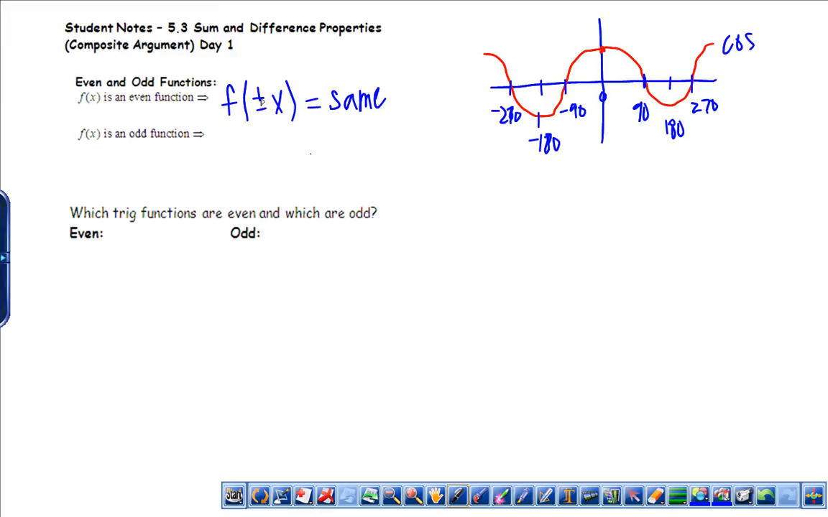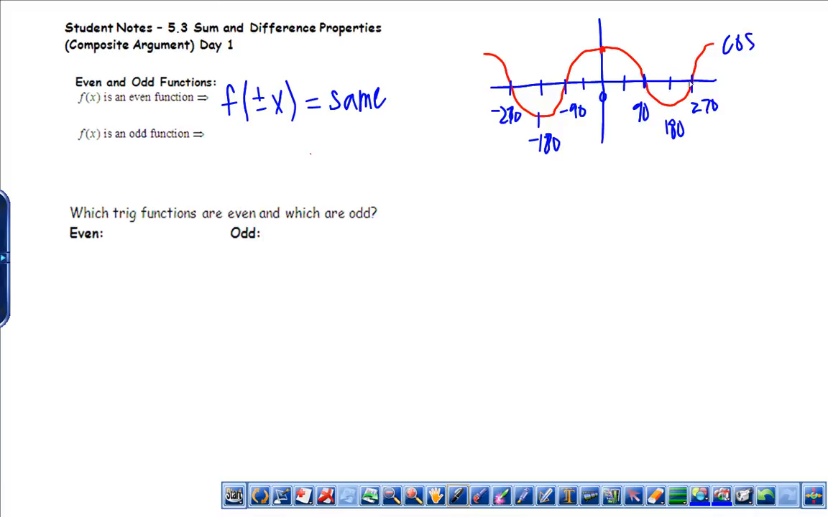Okay, if I were to plug in, let's plug in a little bit more here. If I were to give you a positive 180, a positive 180 gives you a negative value, but a negative 180 also gives you a negative value. So if I plug in a positive and a negative, I get the same negative answer. That's what I mean, same.